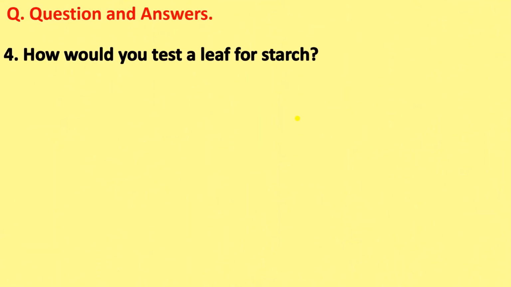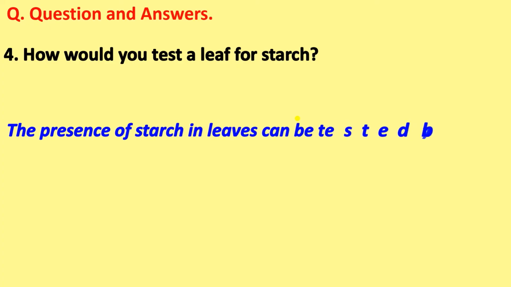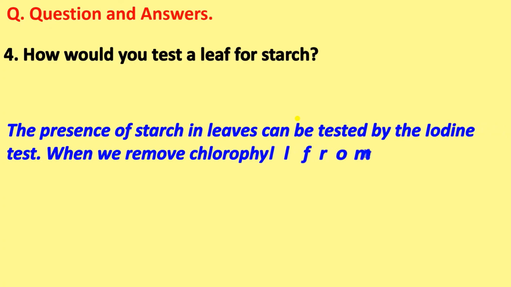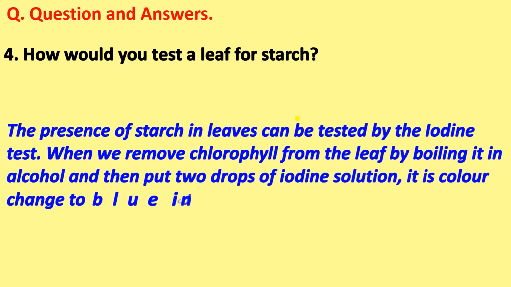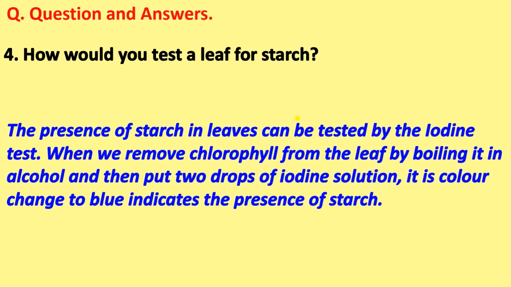How would you test a leaf for starch? The presence of starch in leaves can be tested by the iodine test. When we remove chlorophyll from the leaf by boiling it in alcohol and then put 2 drops of iodine solution, its color change to blue indicates the presence of starch.